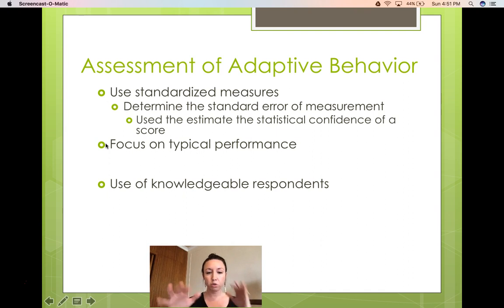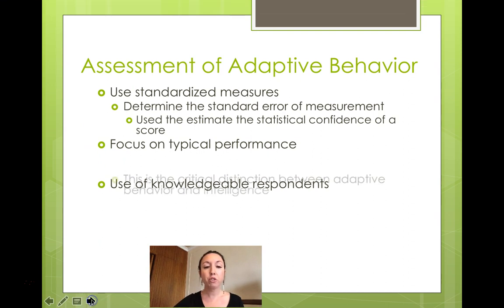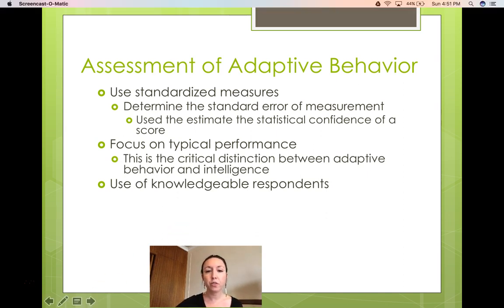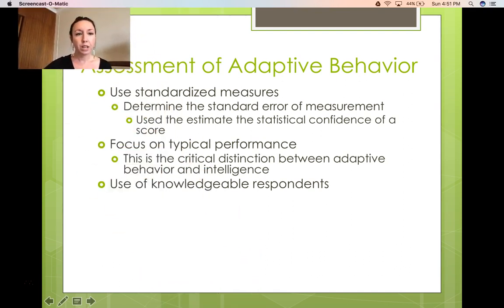A huge difference, or probably the biggest difference, between measuring adaptive behavior and intelligence, not necessarily between the 2 constructs in general, is that there's this focus on typical performance. I've talked about that before, but when we're measuring IQ, we're looking at maximum performance. But when we're measuring adaptive behavior, we're really focusing on typical performance. So for example, brushing your teeth. Now, some of us may be better than others and maybe remember more often than others, but there's not someone that can be the best ever at brushing their teeth.